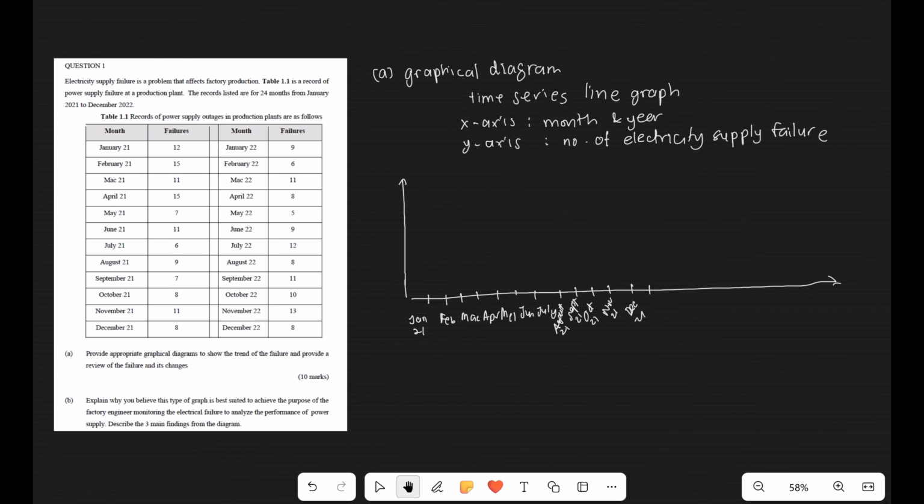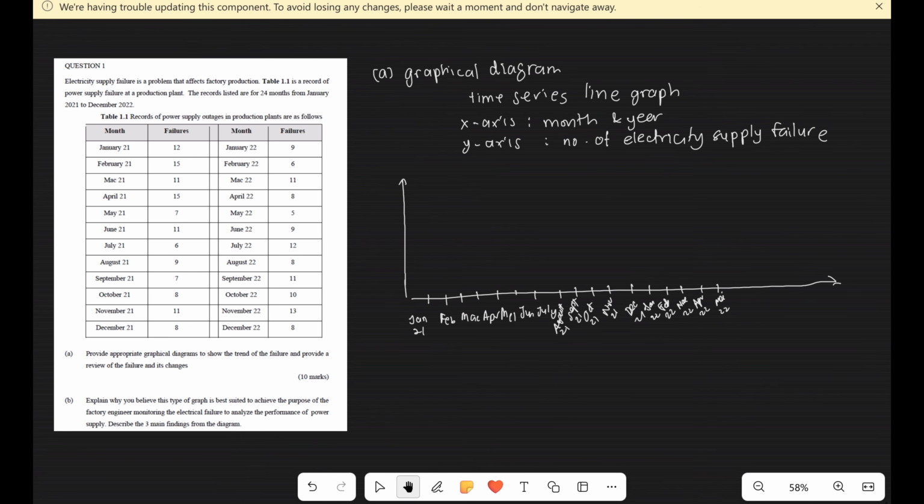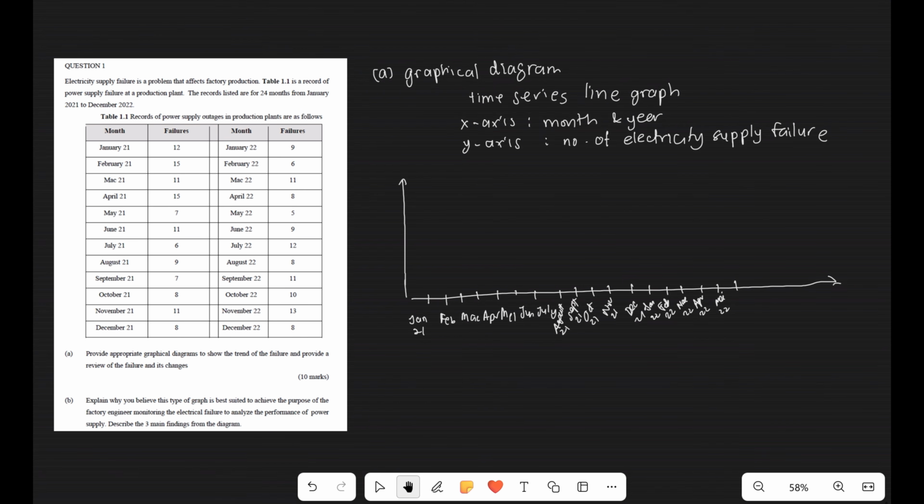Okay, and then again January 22, February 22, March 22, April 22, May 22, June 22, July 22, August 22, September 22, October 22, November 22, and December 22.